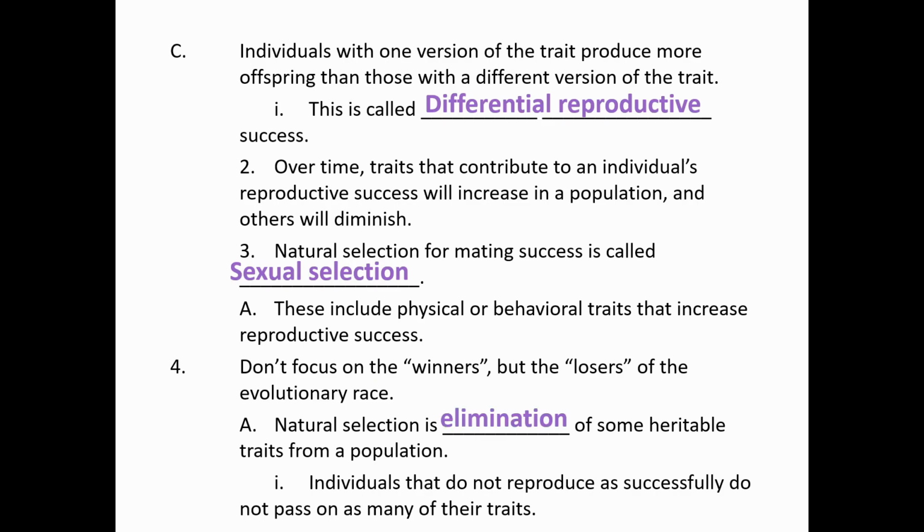Natural selection is more about the elimination of traits rather than the selection of the winners, so to speak. Because again, if you are not reproductively successful, if you're not having offspring, you're basically the end of your family tree, right? You're the end of the line. The traits that you have die with you. So we're focused on those who do not capture the resources they need, who do not capture the mates they need, and do not reproduce successfully.